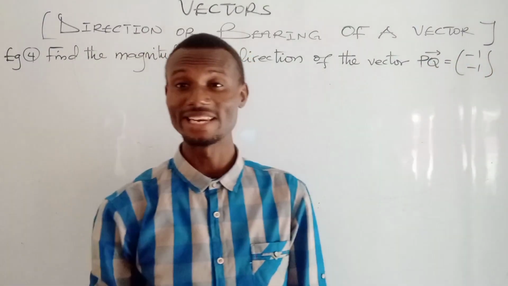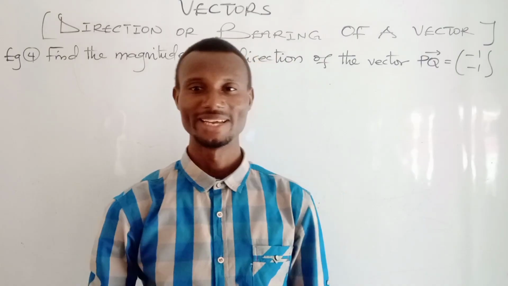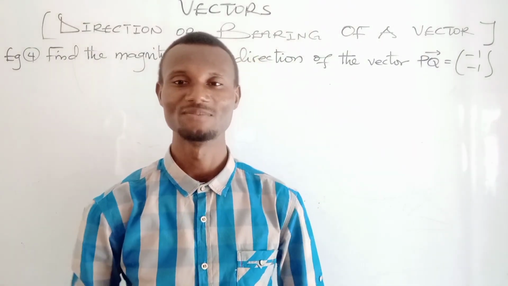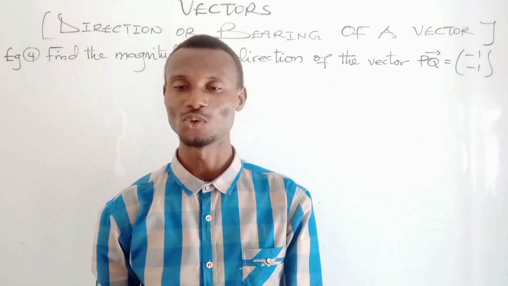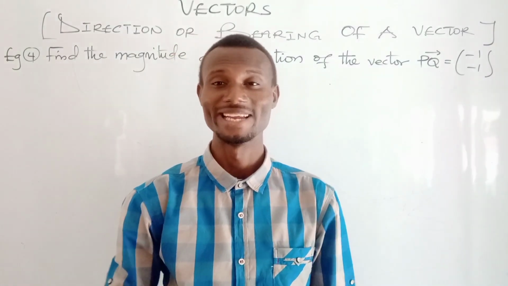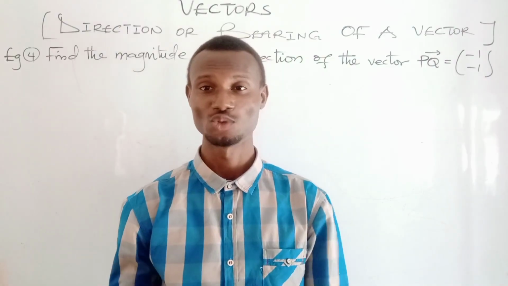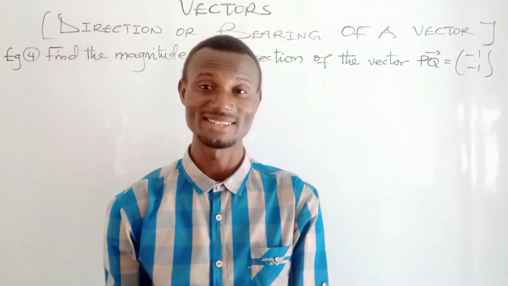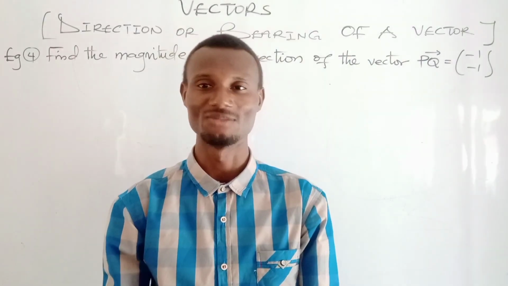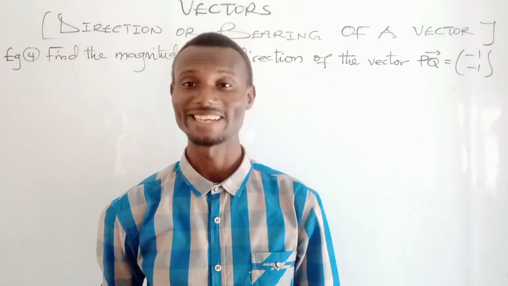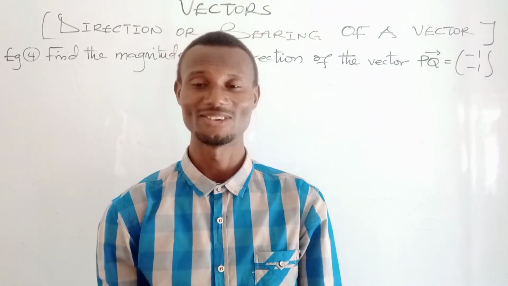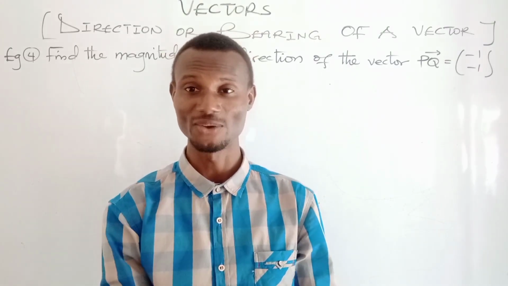So we have been given the vector PQ to be (-1, -1), and we are being asked to find the magnitude and also the direction of the vector PQ. The question is in two parts. The first part says that we have to find the magnitude of the vector PQ, and the second part demands that we find the direction of the vector PQ.